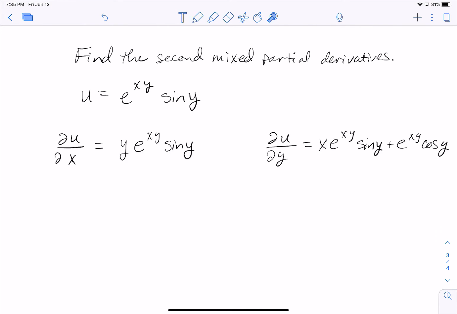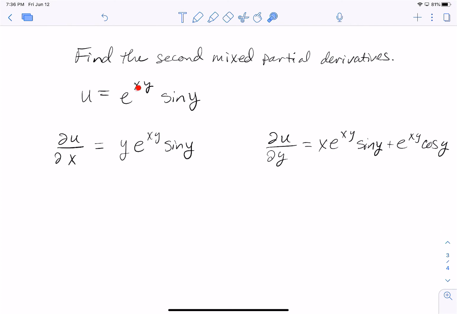For the partial of u with respect to x, y is constant, and so the sine of y is constant. So we have y e to the xy times the sine of y, just using the chain rule for the exponential portion. For the partial of u with respect to y, we have a function of y, e to the xy, times another function of y, sine of y.